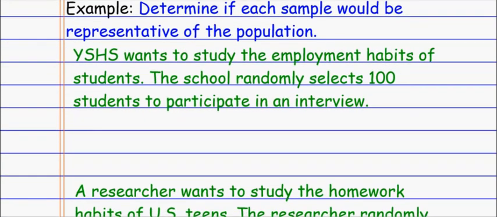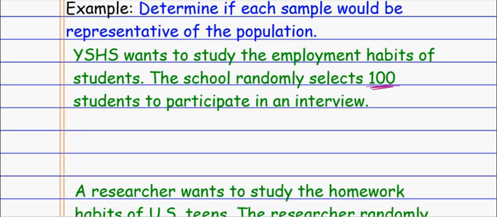So, some of the same examples. YSHS wants to study the employment habits of students. The school randomly selects 100 students to participate in an interview. All right. And so when you look at this, first of all, we're going to ask, is that sample actually part of the population we're trying to study? If we're randomly selecting 100 students to participate in interviews, well, yeah, those 100 students are part of the York Suburban High School students that we're trying to gather data about. So there's not an issue there in terms of whether these things match up. The sample comes from the population. That's the first thing we want to look at. Okay, so gold star there.